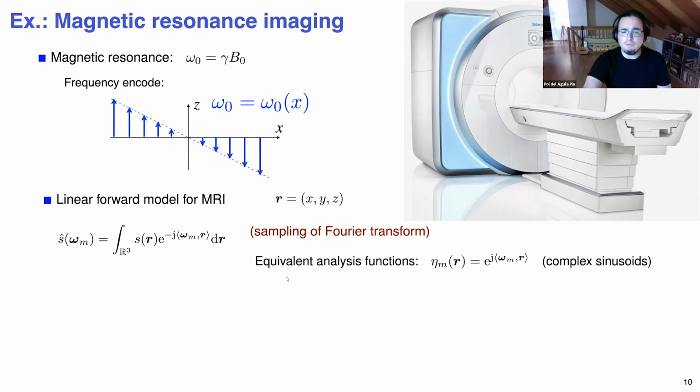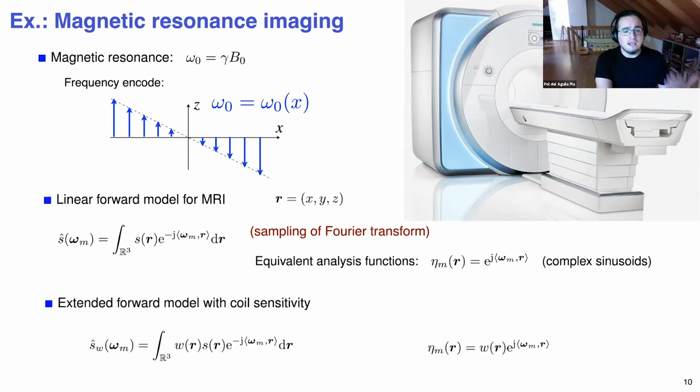What this means is the equivalent analysis function of an MRI scanner at a specific frequency is simply the complex sinusoid at that frequency. This kind of modeling can be extended easily when there's coil sensitivity. So there are imperfections in the creation of the gradient, and the specific coil has a sensitivity throughout the spatial domain. So what one does is usually calibrate the machine and obtain this coil sensitivity weighting function, which just comes out as part of the analysis function, like so.